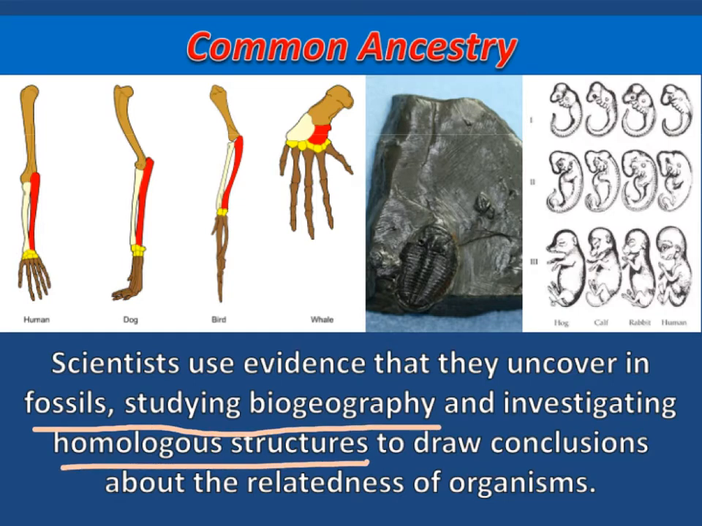That is all for number 4, what I have underlined. Number 4, fossils, biogeography, and homologous structures. Those are the 3 different types of evidence scientists use to determine how related organisms are.